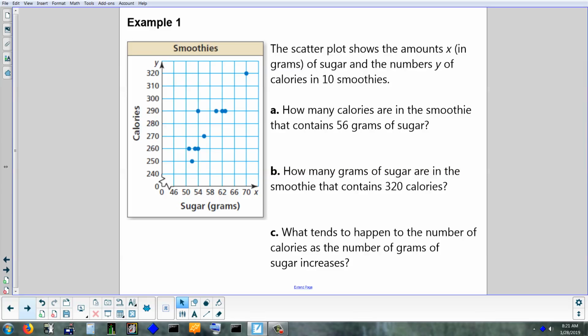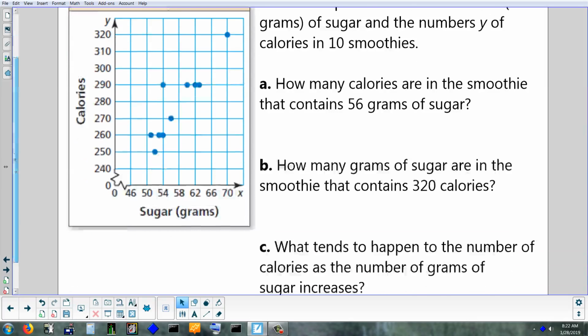So the first question says, how many calories are in the smoothie that has 56 grams of sugar? Okay. How do I do that? How do I figure that out? How do I use that picture to figure that out? How about Alex? You find the dot that's on 56 grams. All right, so we're going to find the dot that's on 56 grams.